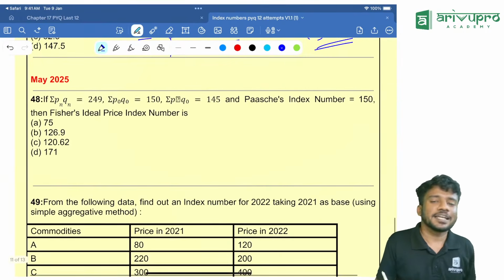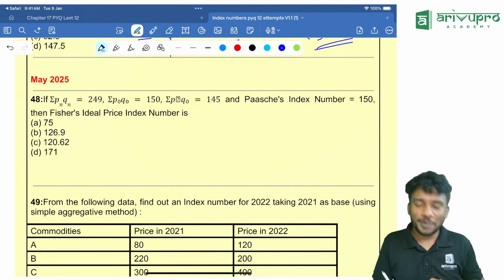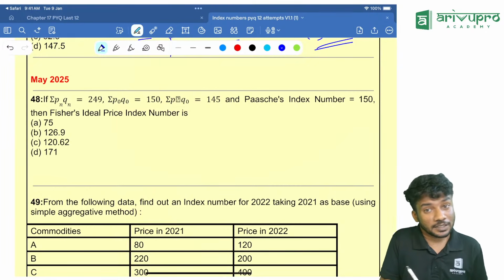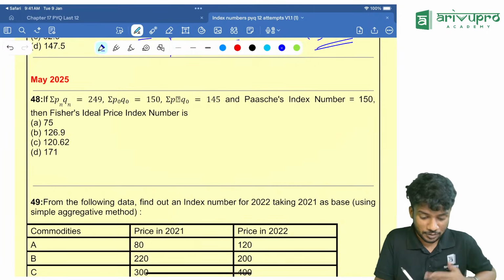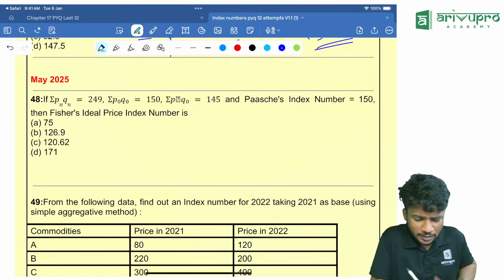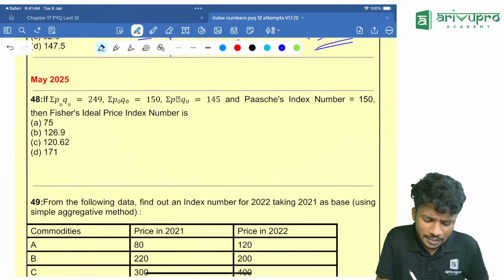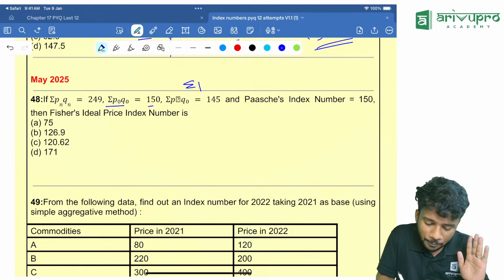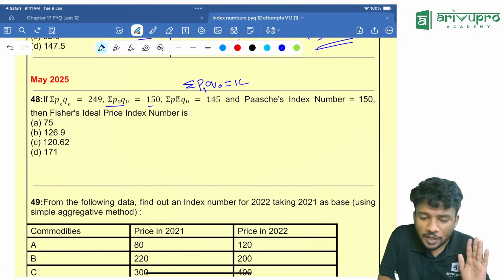Very good. Now coming to May 2025. Sigma Pn Qn is nothing but sigma P1 Q1, so let it be like that. It is equal to 249. Sigma P0 Q0 is 150. Sigma Pn Q0 is 145.